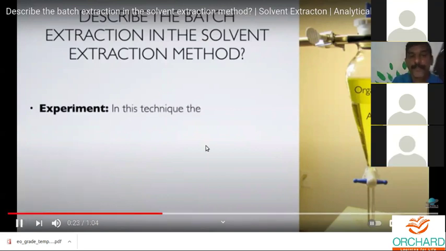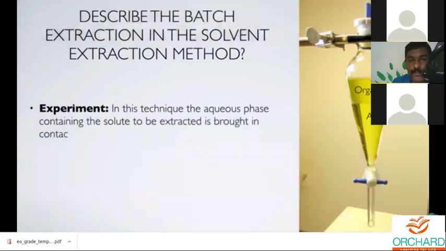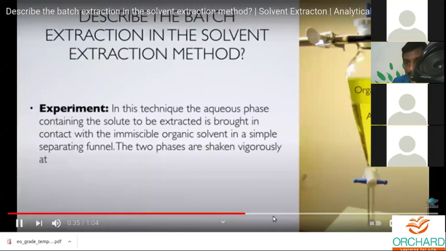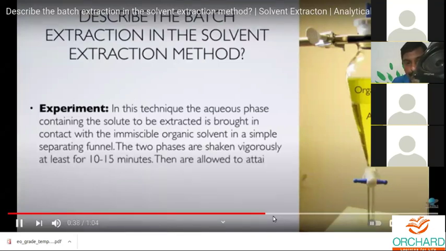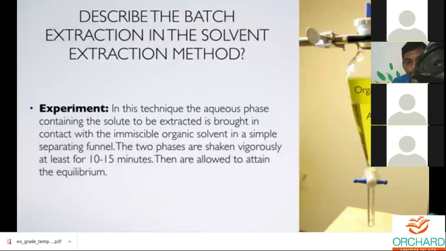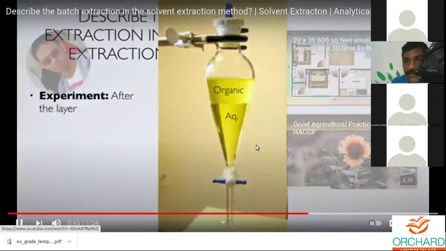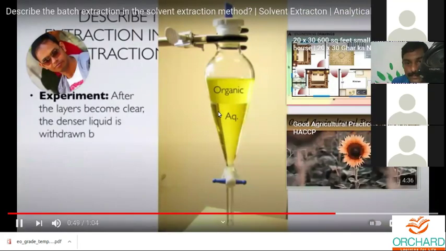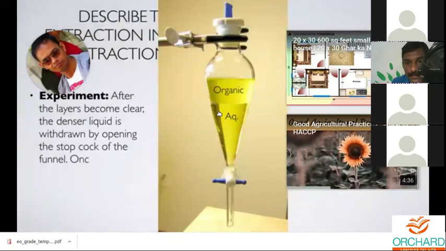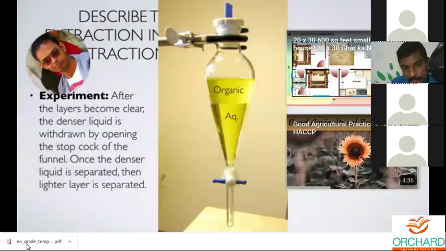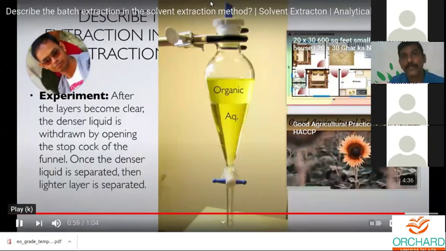In this technique, the aqueous phase containing the solute to be extracted is brought in contact with the immiscible organic solvent in a simple separating funnel. The two phases are shaken vigorously, at least for 10 to 15 minutes, then are allowed to attain the equilibrium. After the layers become clear, the denser liquid is withdrawn by opening the stopcock of the funnel. Once the denser liquid is separated, then the lighter layer is also separated out. If you like this video, please click.